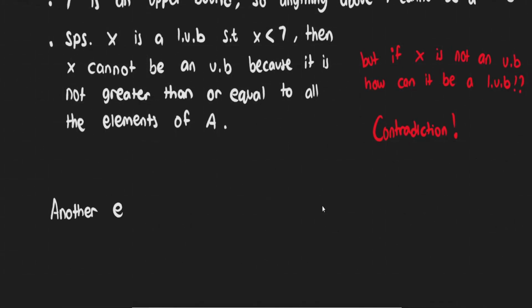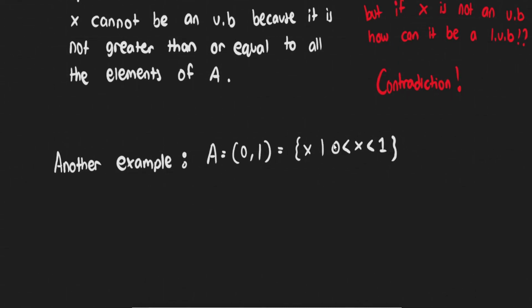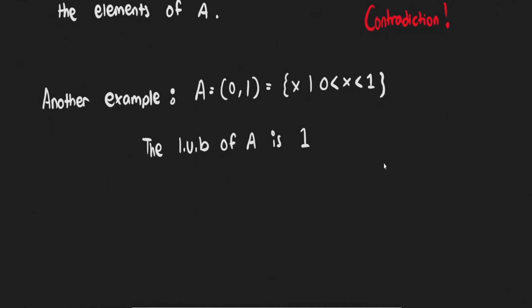We're going to show another example. This example will be the interval from 0 to 1, but it does not include the points 0 and 1. So we can represent it also in this way, if you prefer this notation instead. So anything between 0 and 1, not including 0, not including 1. So what is the least upper bound for this set? Well, an educated guess will give the answer of 1. However, this is still something that we need to prove. So let's get on with it.